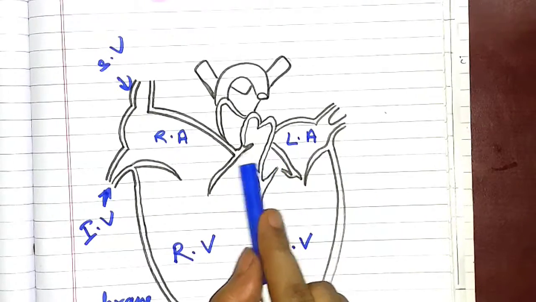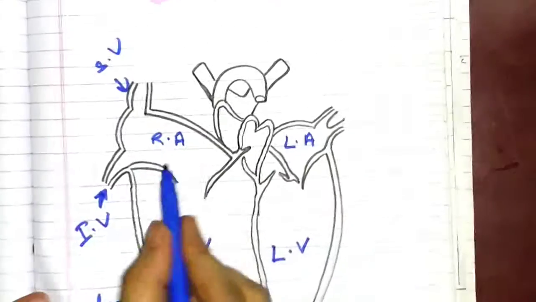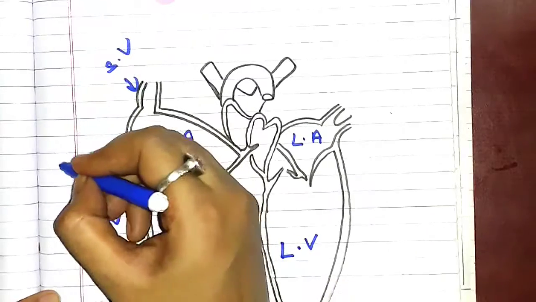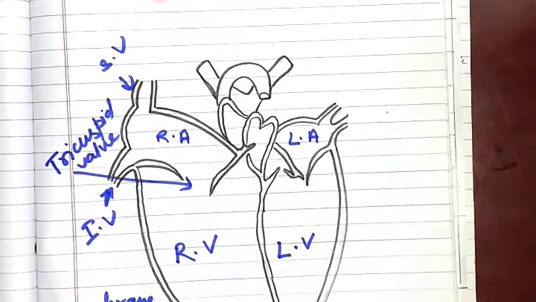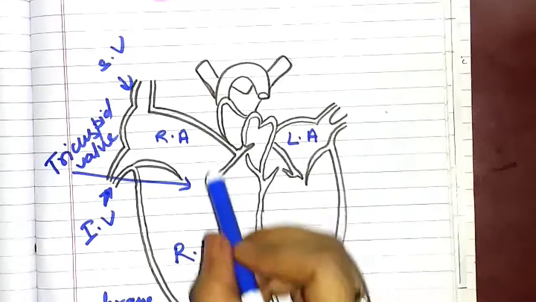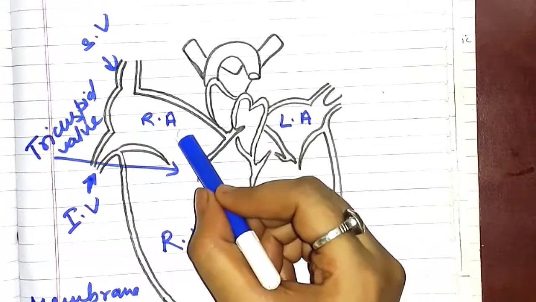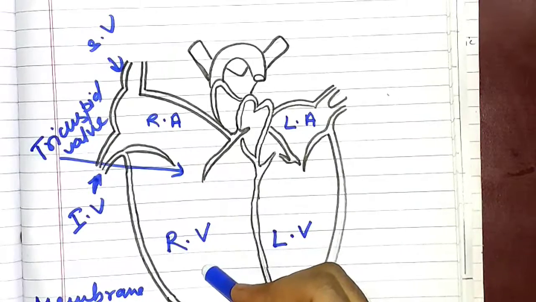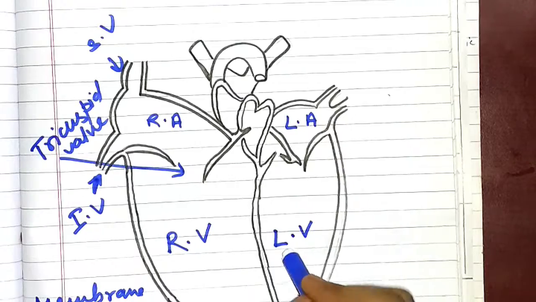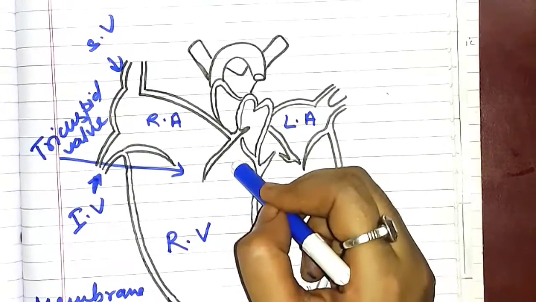The blood exits from the right atrium through the tricuspid valve. By the help of the tricuspid valve, the deoxygenated blood exits from the right atrium and comes into the right ventricle. The right ventricle receives the blood from the right atrium and is separated internally from the left ventricle by the interventricular septum. It pumps the blood through the pulmonary valve.